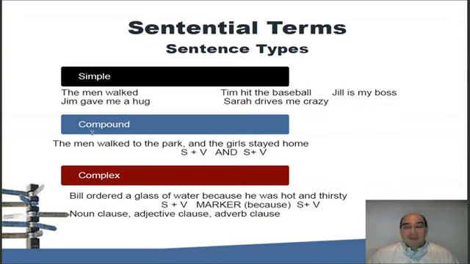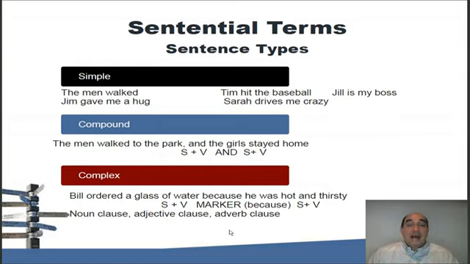cohesive device, with a conjunction. The men walked to the park and the girl stayed home. Stayed at home, either one. Anyway, it's subject, verb, and subject, verb. So we've got a compound sentence: two sentences combined, connected with a conjunction.